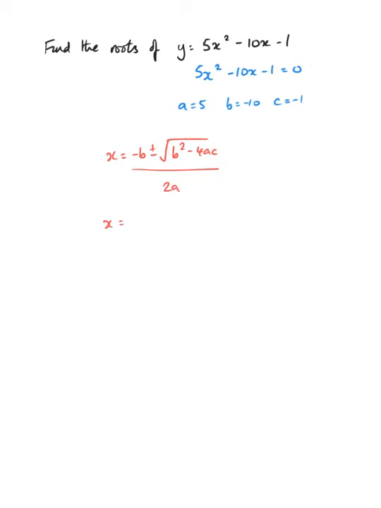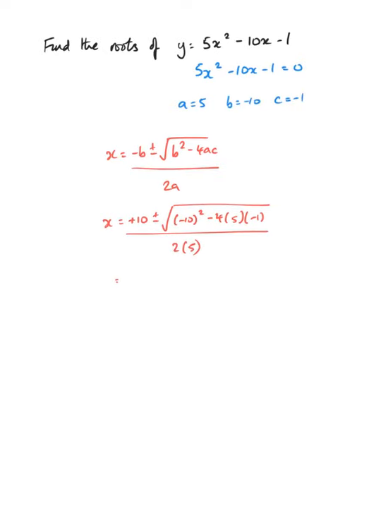So x is minus 10, so plus 10, plus or minus the square root of minus 10 squared minus 4 times 5 times minus 1 all over 2 times 5. So put that in the calculator, we get 10 plus or minus the square root of 120 all over 10.